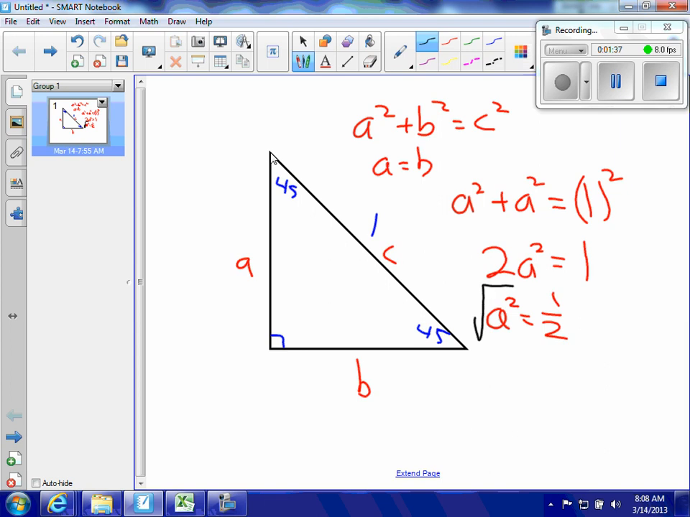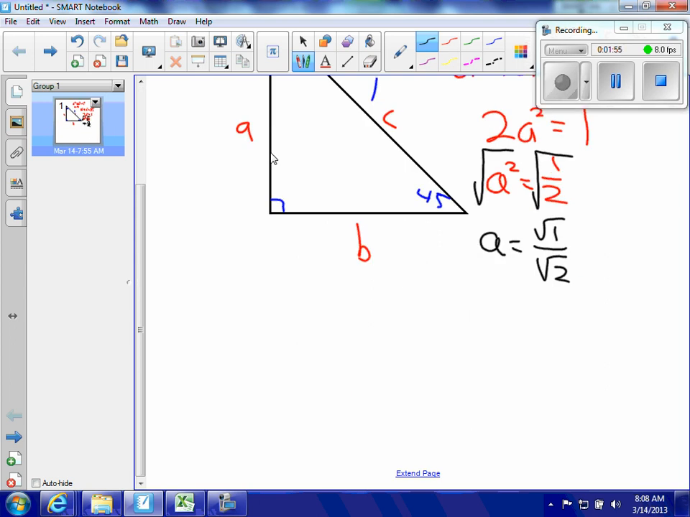I'll take the square root. I'll skip the plus and minus, because I'm only doing the distance right here at this point in time. I have a is equal to the square root of 1 over the square root of 2. Now I'm going to simplify that. That is 1, because the square root of 1 is 1, over the square root of 2.